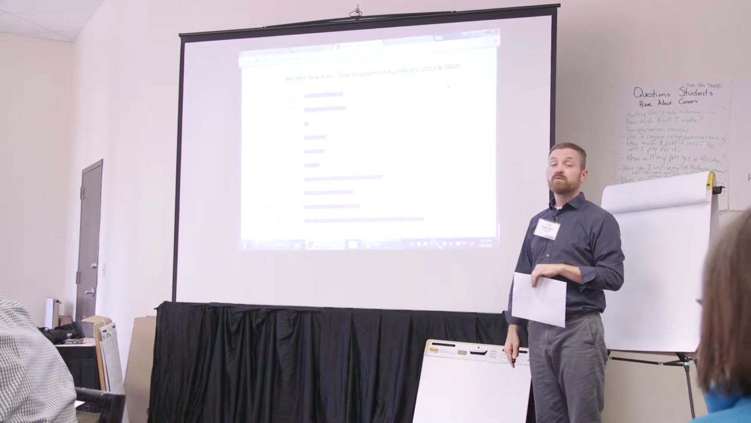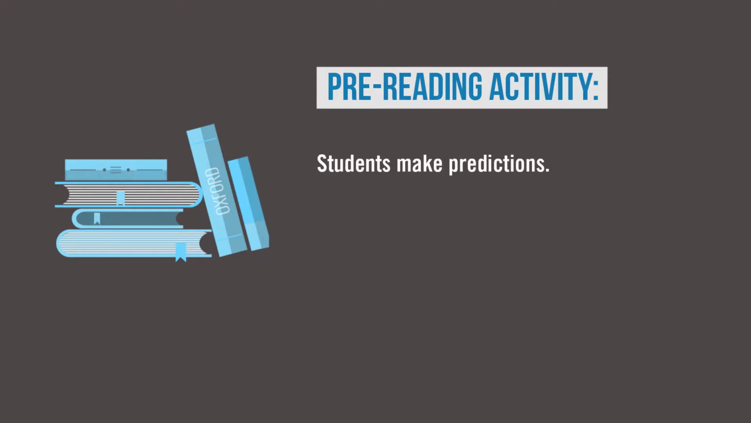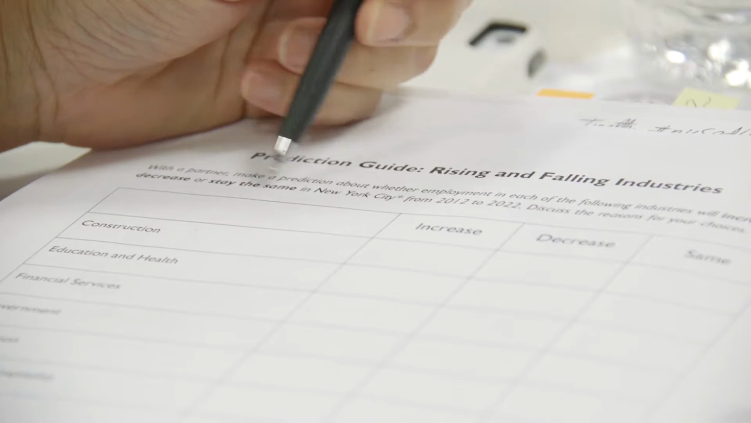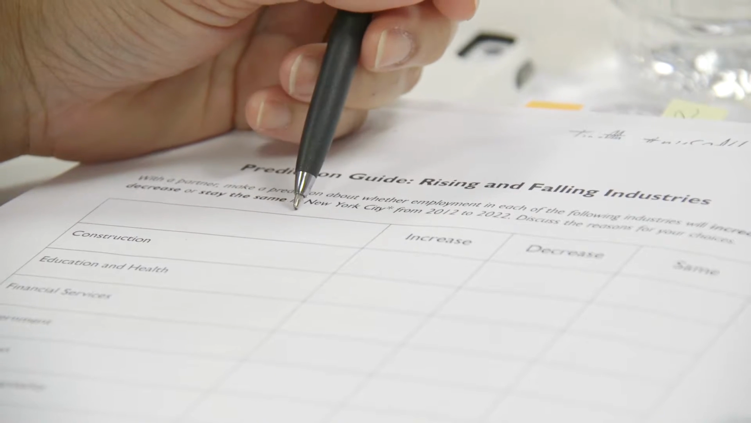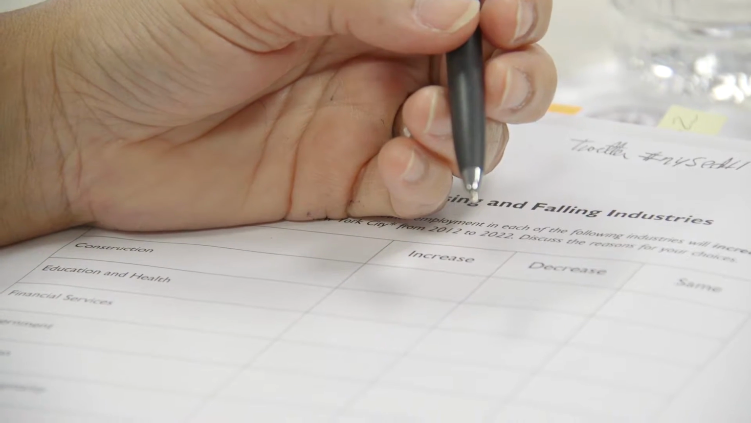The numbers of jobs. And the idea is that students get a sense of, do my interests line up with what kinds of jobs are available? We're going to ask you to do some work before you look at the graph. Before they look at the graph, we do a prediction guide, which asks students to make predictions about which industries they think are growing and which are decreasing.